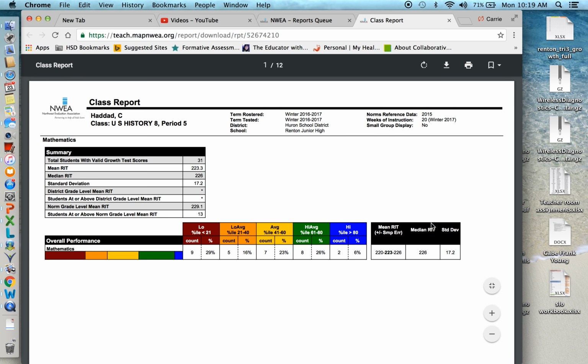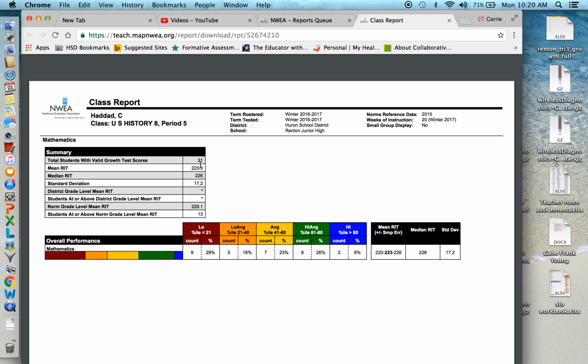Here's your report, and I'm going to explain a little bit of what it means to you. This might be interesting just because it lets you know how many weeks of instruction we've been in based on how long the school year's been. So far we've had 20 weeks of instruction. Small group is only if you have a class that is less than 10 students. And this would be when we tested. Now, students with a valid growth test score. So how many students were tested? 31.